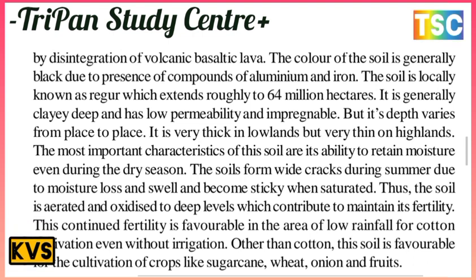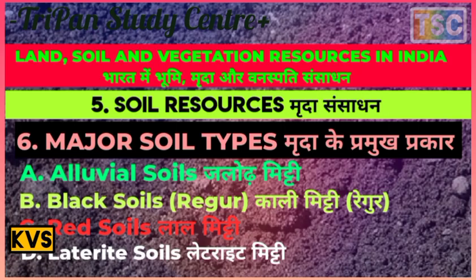Thus the soil is aerated and oxidized to a great depth, which contributes to maintaining its fertility. This continued fertility makes it suitable for cotton cultivation in areas of low rainfall even without irrigation. Other than cotton, this soil is suitable for the cultivation of crops like sugarcane, wheat, onions and fruits.